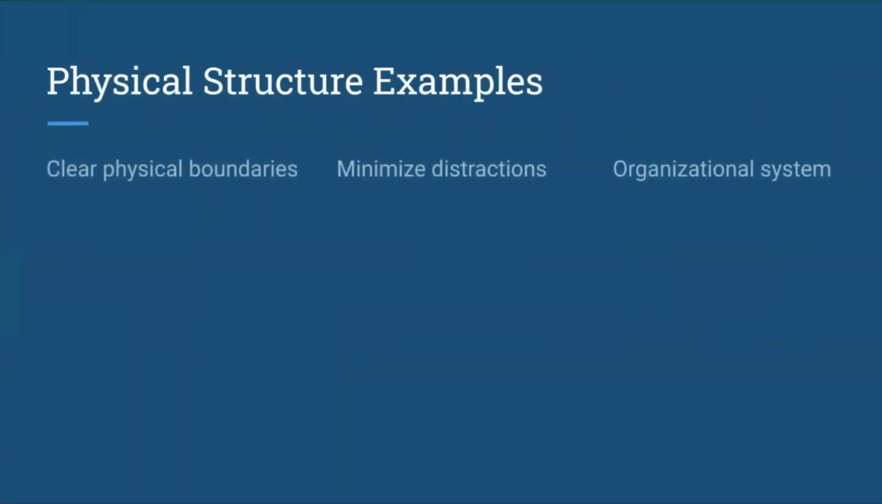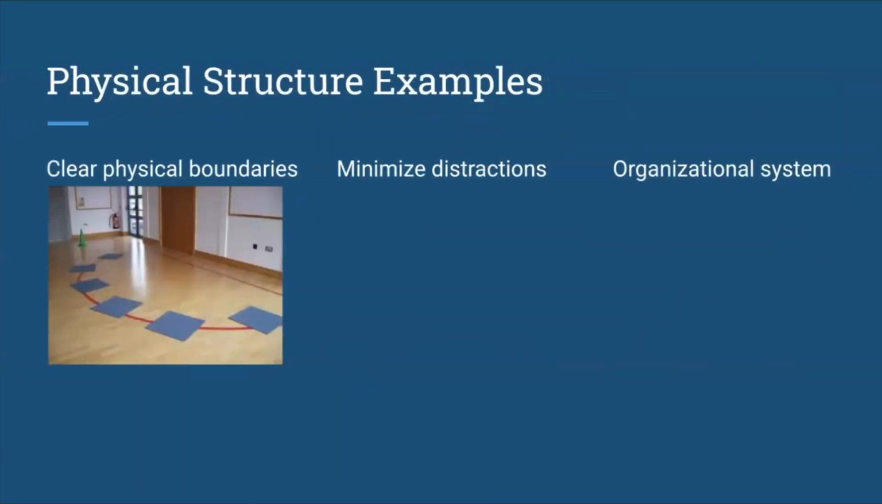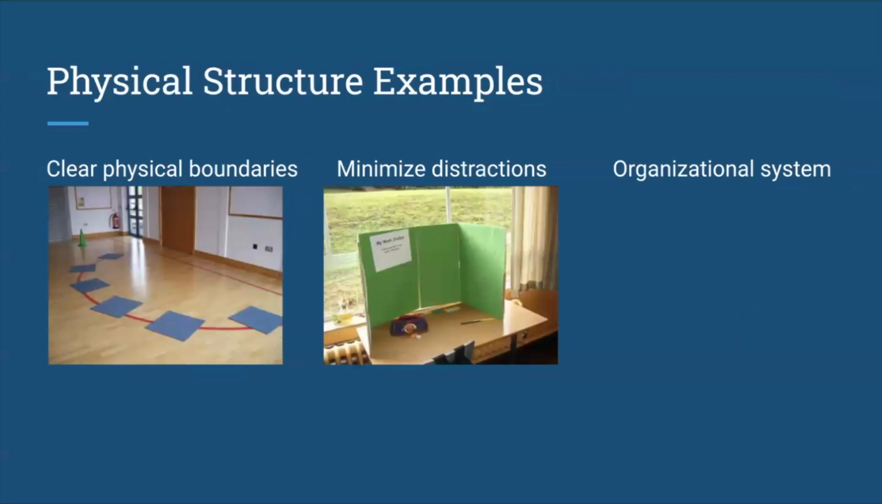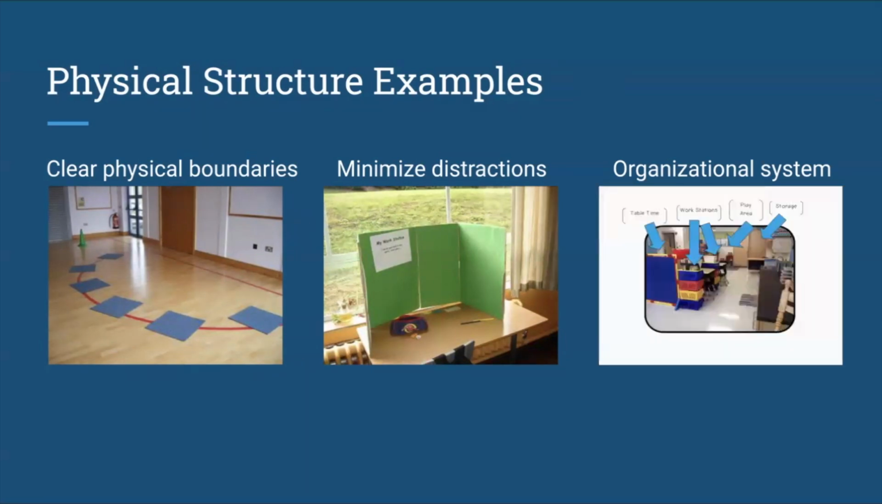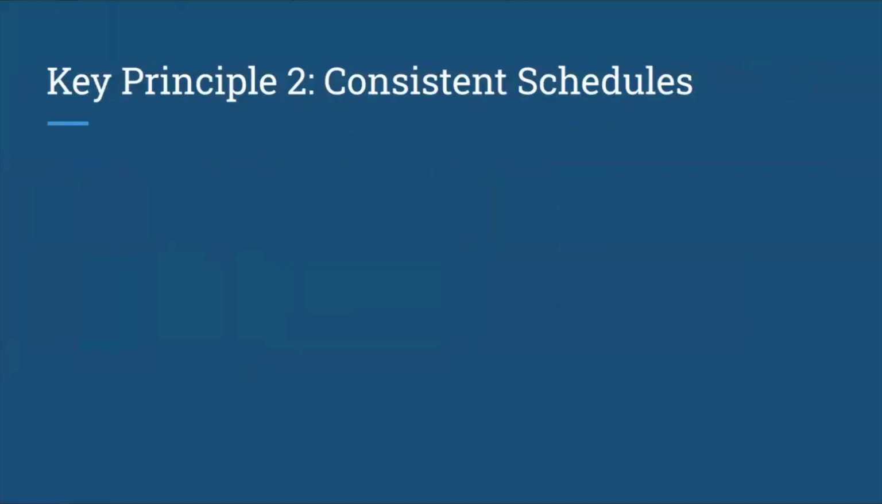A physical structure may include square mats on the floor of a classroom, which provide clear physical boundaries and an outline for students on where they should sit during lesson time. Another common example of physical structure is desk dividers, which help minimize distractions by providing a visual barrier, personal boundaries, and structural organization. It is essential for educators implementing TEACCH to have an organized classroom to help communicate expectations to students with disabilities.